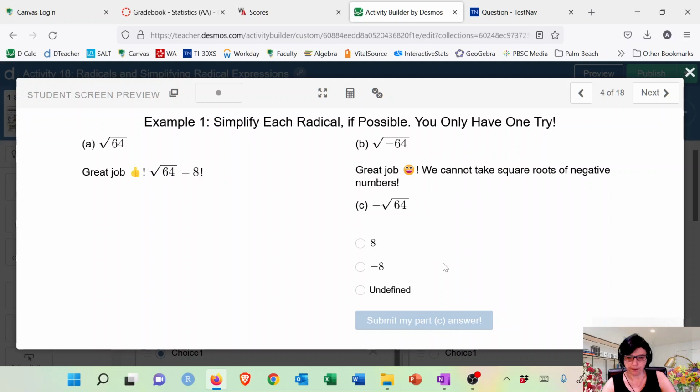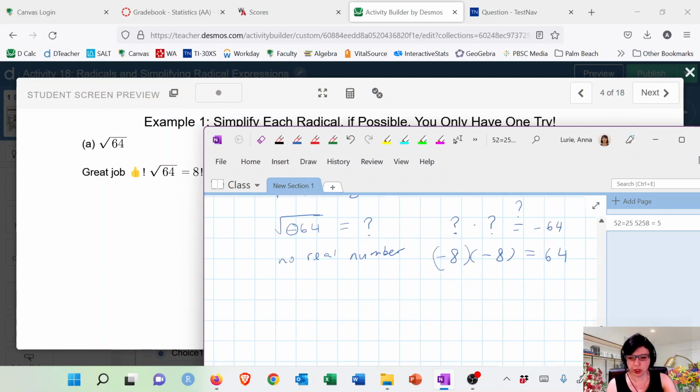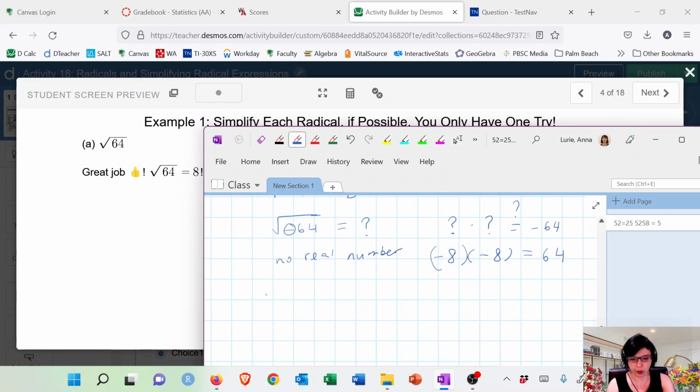You cannot have that. Now, for this one, this is different, and people think that it's the same thing. They think, oh, I can just take that negative that's here, why don't I just pull it out of the root? That's not true. You cannot do that.